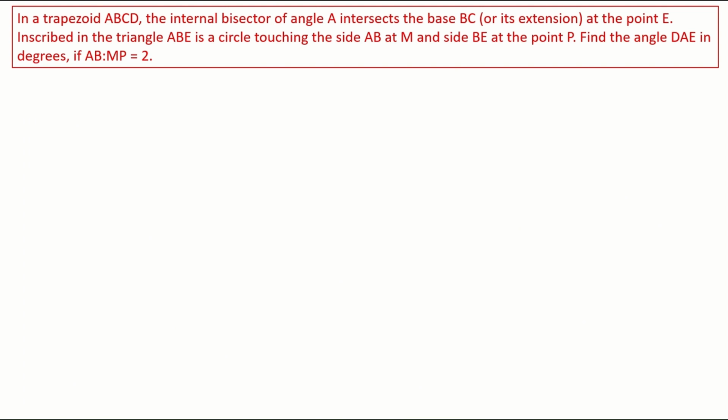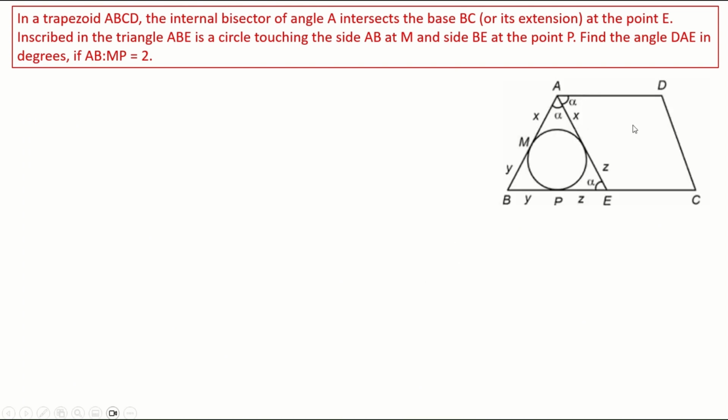Next problem is the trapezoid ABCD. Let's draw the diagram as we read it. ABCD is the trapezoid, and the internal angle bisector at A intersects with the base BC at E. So this is the angular bisector, so alpha and alpha are equal angles here. Then in ABE there is a circle inscribed. It meets AB at M and BE at P. Find the angle DAE, that is alpha, if AB by MP equal to 2.